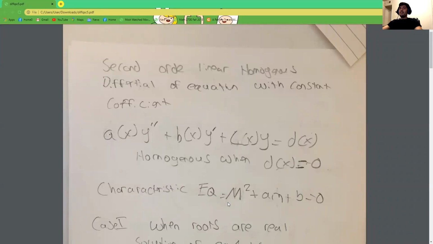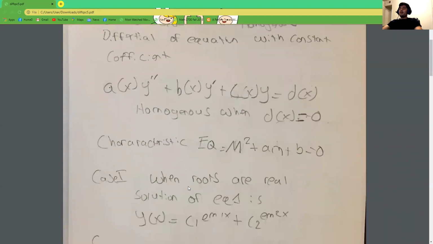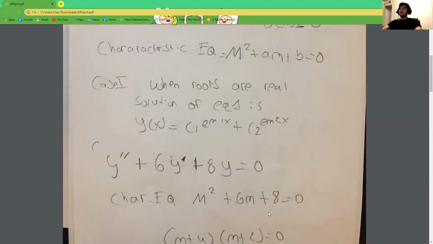By doing that, it could be an easy factor where we don't need to use the quadratic formula, or we're going to have to use the quadratic formula if it's not an easy factor in order to solve these differential equations. So right here is case 1. It's unique roots. As long as the roots are real, we can use the general solution y of x equals c1 e to the m1x plus c2 e to the m2x. So we have to solve for m1, m2.